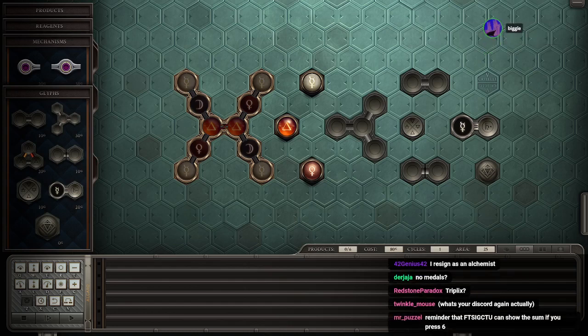But yeah. Welcome to the very large product sum puzzle, and also the other very large product steady area rate puzzle. Yeah, rate pretty much is the other metric. Reminder that the tick can show the sum if you press 6.